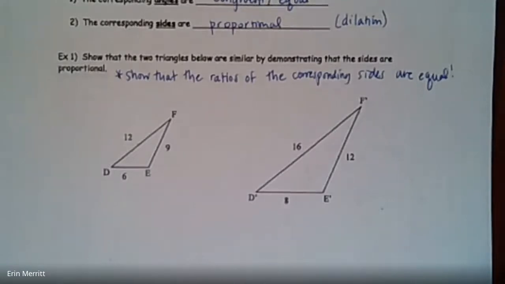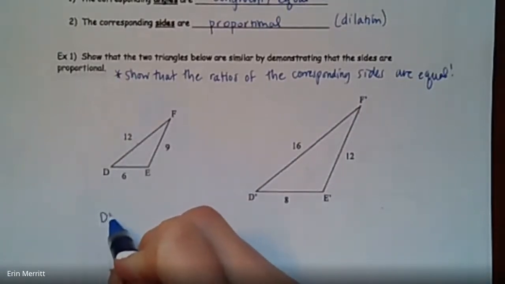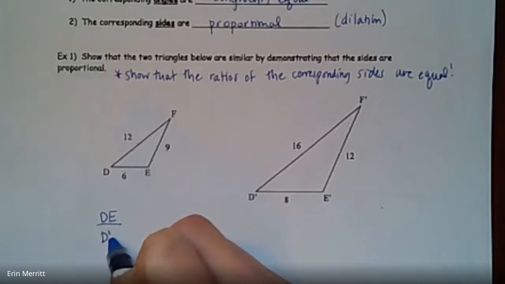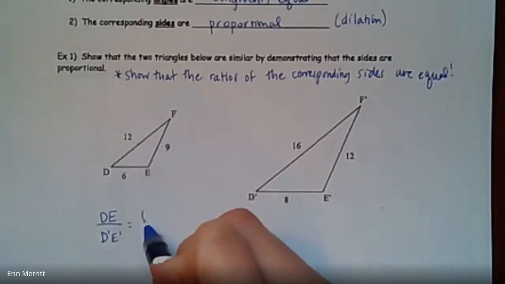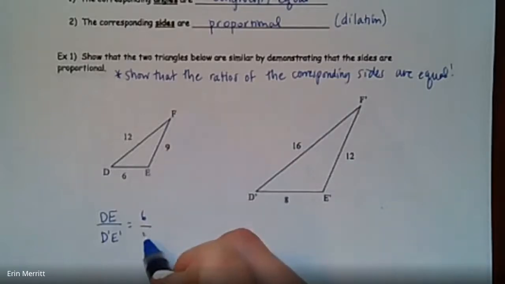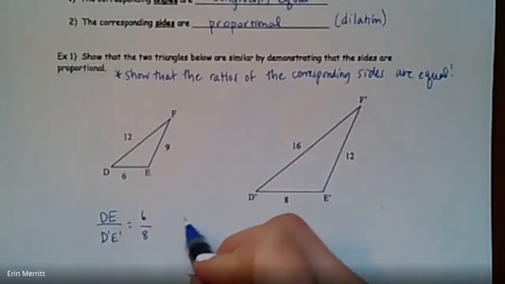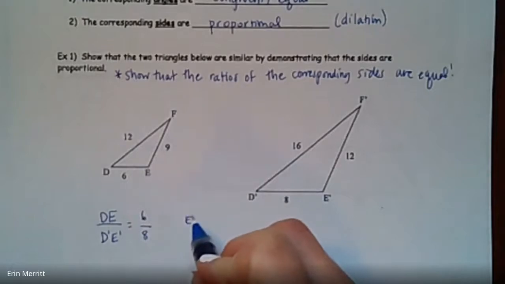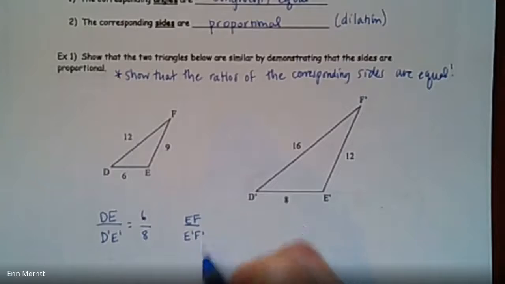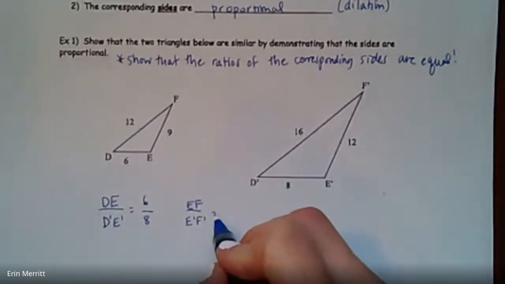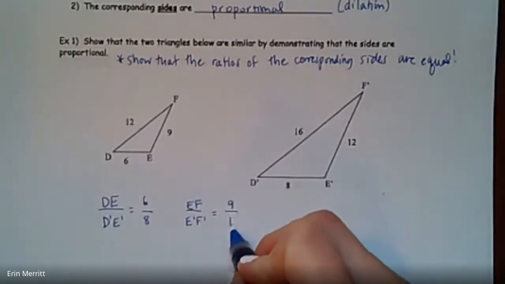So if you look at this, this is labeled nicely. You have D, E, F, and then D prime, E prime, F prime. So that makes it nice here. So if we compare, let's say, the side DE to D prime, E prime, just fill in the blanks. DE is 6, D prime, E prime is 8. And then we could look at the next side, EF, and that we would compare to E prime, F prime. And that would be 9 to 12.